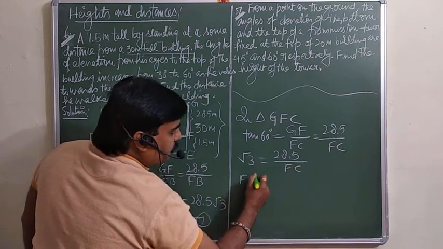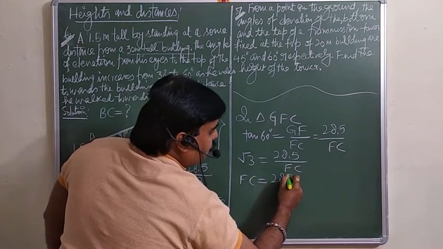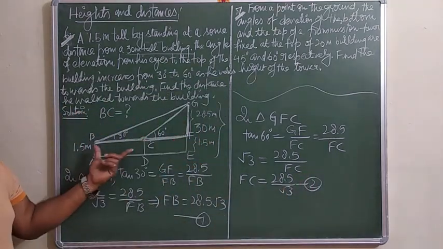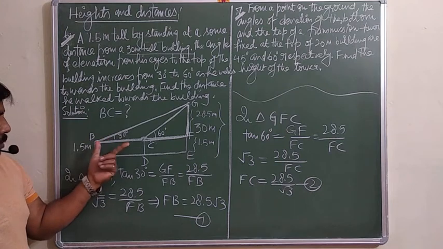You can do the cross multiplication. So FC is equal to 28.5 over root 3. This is your distance FC. But we are interested in BC. What do we have to find? We have to find BC.